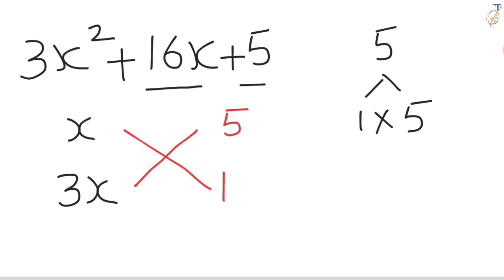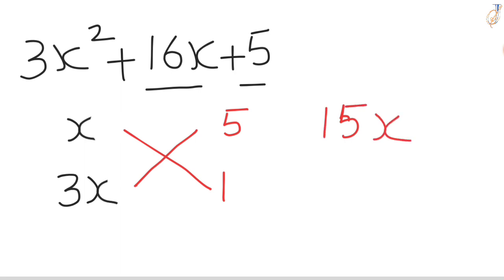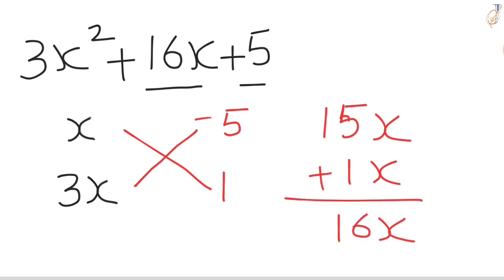Now do the cross multiplication. 3x times 5 is 15x. 1 times x is 1x. After adding, it gives 16x. So here this is a plus value and this is a plus value. So 16x is the same as the middle term. Our first condition is satisfied.